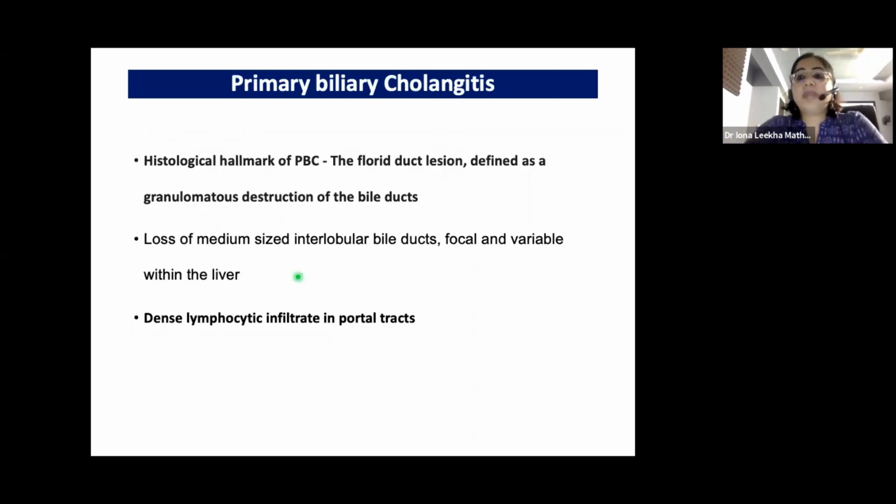Now coming to primary biliary cholangitis, the histological hallmark of primary biliary cholangitis is a florid duct lesion, which is defined as granulomatous destruction of the bile duct. There is loss of medium-sized interlobular bile ducts, which is focal and variable within the liver, and there is dense lymphocytic infiltrate in the portal tract.